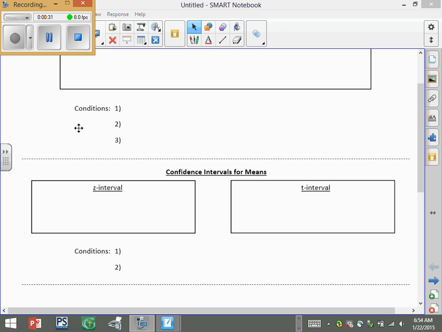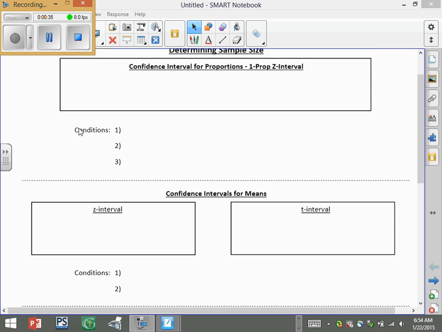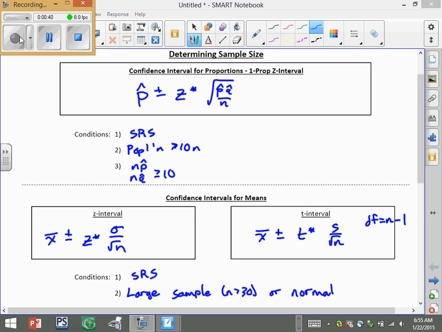So just hit the pause button, try to fill in all this information on intervals and conditions on your own to see if you can remember it. So there's all of that information. This is stuff that we've been talking about.